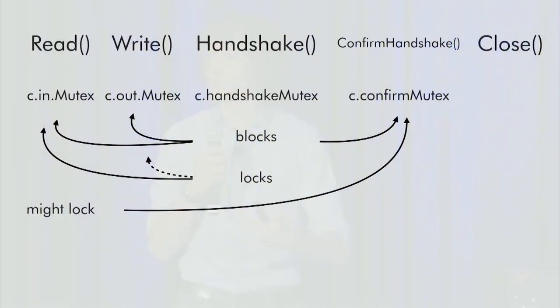But I did have to add a number of other things to the locking strategy. Because as we said, there is confirm handshake, which can be called concurrently by multiple HTTP requests, for example, HTTP handlers. And reads that happen after the confirm handshake will block on the confirm mutex.